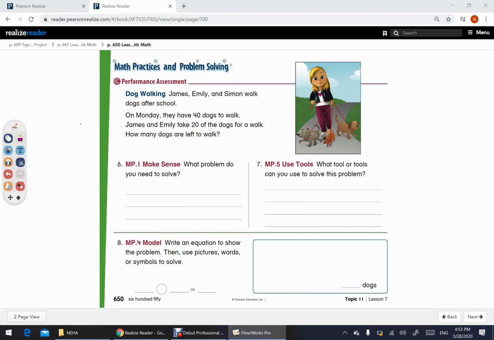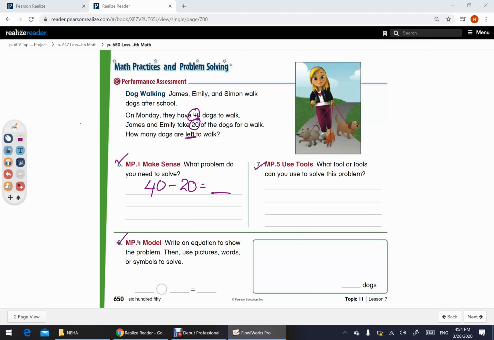Left to walk. So now we know what the problem is. Question number 6. What problem do you need to solve here? What do we know here? Circle the numbers and look for the keyword left, right? So we know that we have to subtract, right? What problem we need to solve over here is 40 minus 20 equals, this is my problem. This is what I have to solve over here. Okay, you understand? You can do this, right? Any questions? Feel free to ask me.